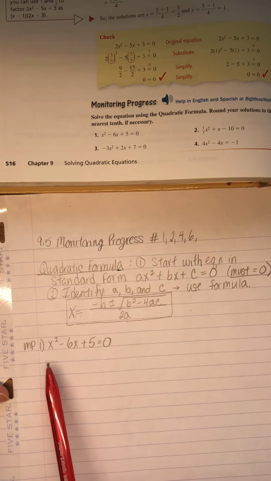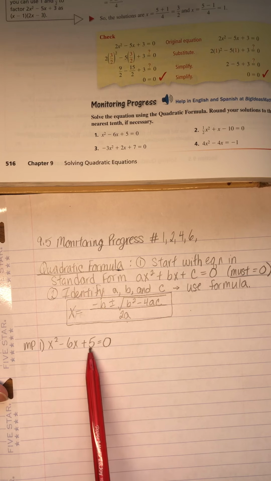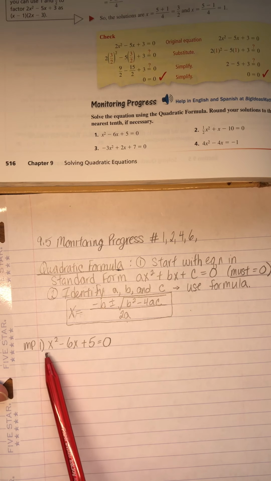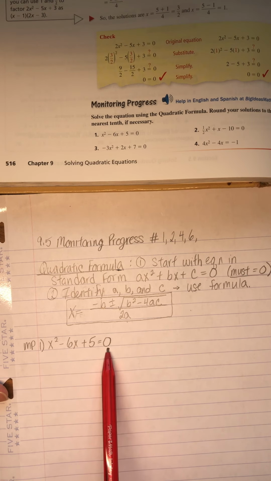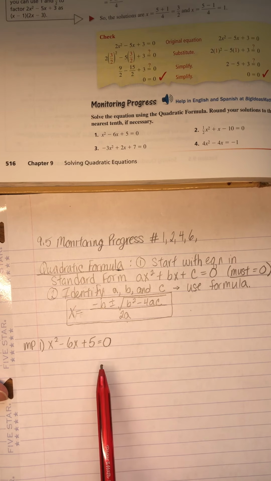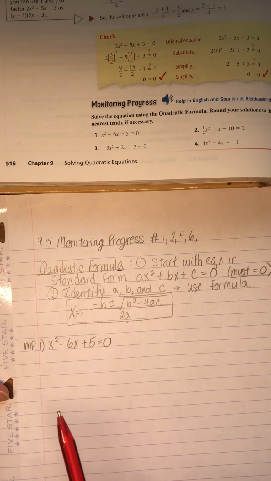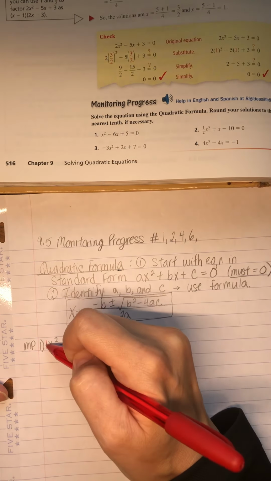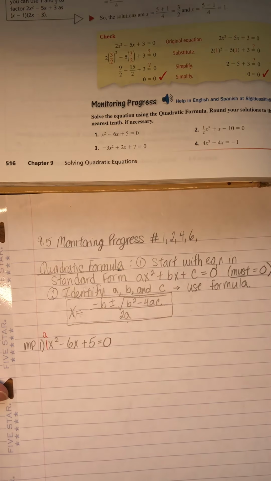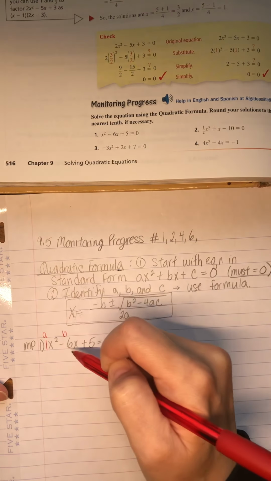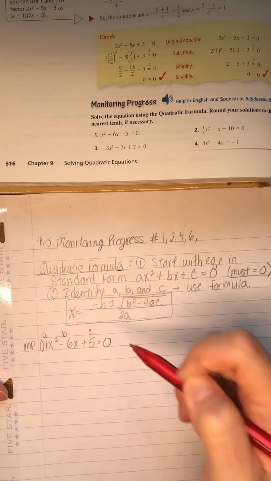So I wrote our equation down, x squared minus 6x plus 5 equals 0. I notice it's in standard form and it's equal to 0. So that's a good start. Let's identify our a, b, and c. So technically there's a 1 in front of this x squared. That's going to be our a. Our b is -6 and our c is 5.